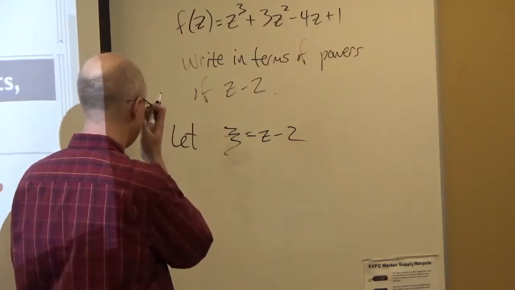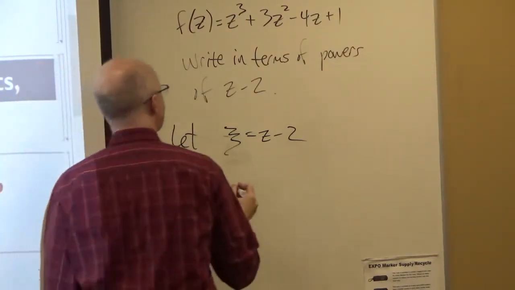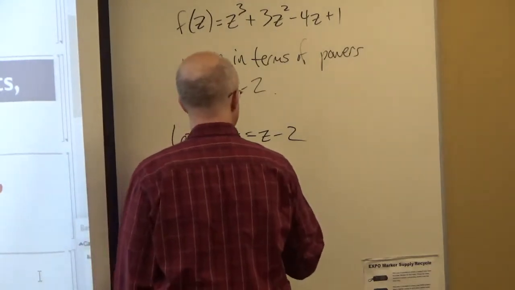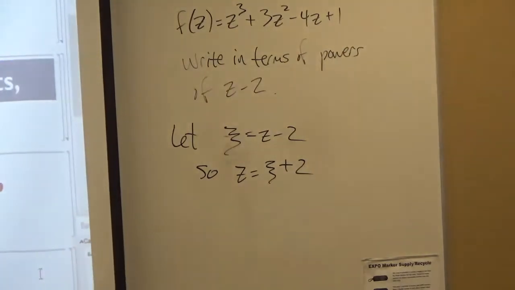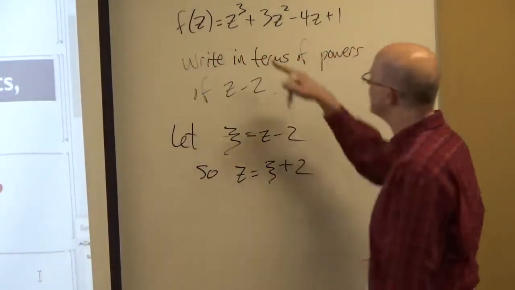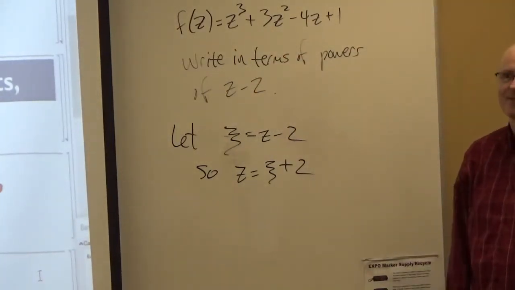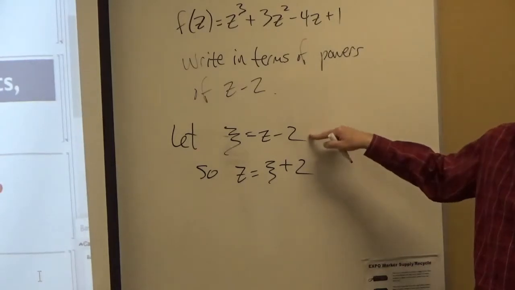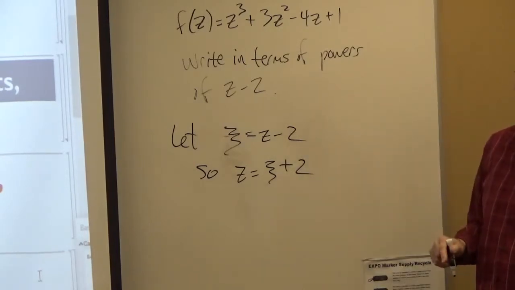Actually, let's see. Is that what I want to do? Yeah. So that means z is xi plus 2. I'm going to now substitute xi plus 2 into this function in place of z, simplify it, and then at the end, go back in terms of z, replace all the x's with z minus 2's. And that will expand this function in terms of powers of z minus 2.